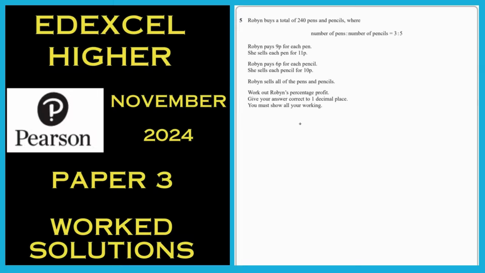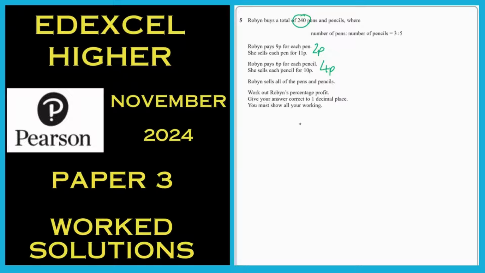Robin pays 9p for a pen. She sells for 11. That's a 2p profit per pen, 4p profit per pencil. Let's go back to the question. Buys a total of 240. Well, you've got a calculator.